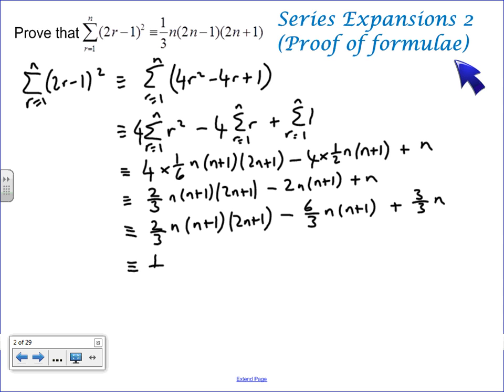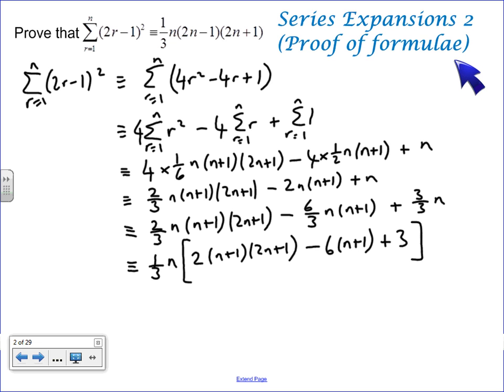We're going to pull out 1/3, because that's common to all of them. We're going to pull out n, because that's common to all of them. And now a big bracket. The first term, all that's left is 2 times (n plus 1) times (2n plus 1). The second term, we get minus 6 (n plus 1), because we've already pulled out the 1/3 n. And the third term, we just got 3. So we should just check that by multiplying out.